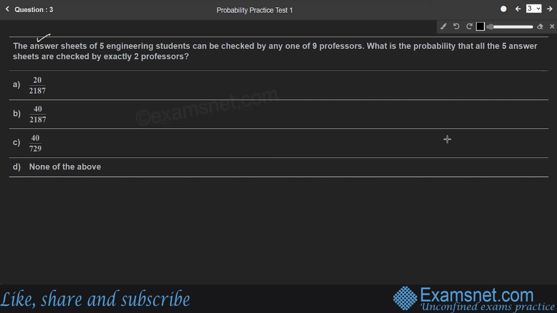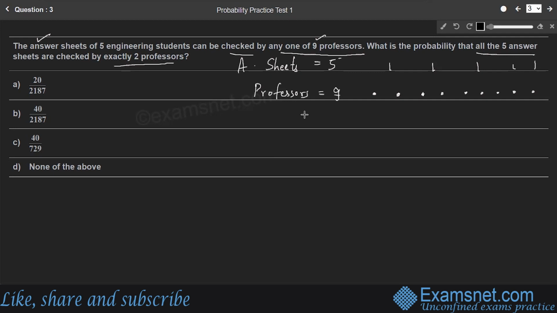Question number 3. The answer sheets of 5 engineering students can be checked by any one of 9 professors. What is the probability that all the 5 answer sheets are checked by exactly 2 professors? So for the better understanding of this, we'll consider the answer sheets. So here are 5 answer sheets, checked by any one of 9 professors. We'll consider 9 professors, so professors are 9.